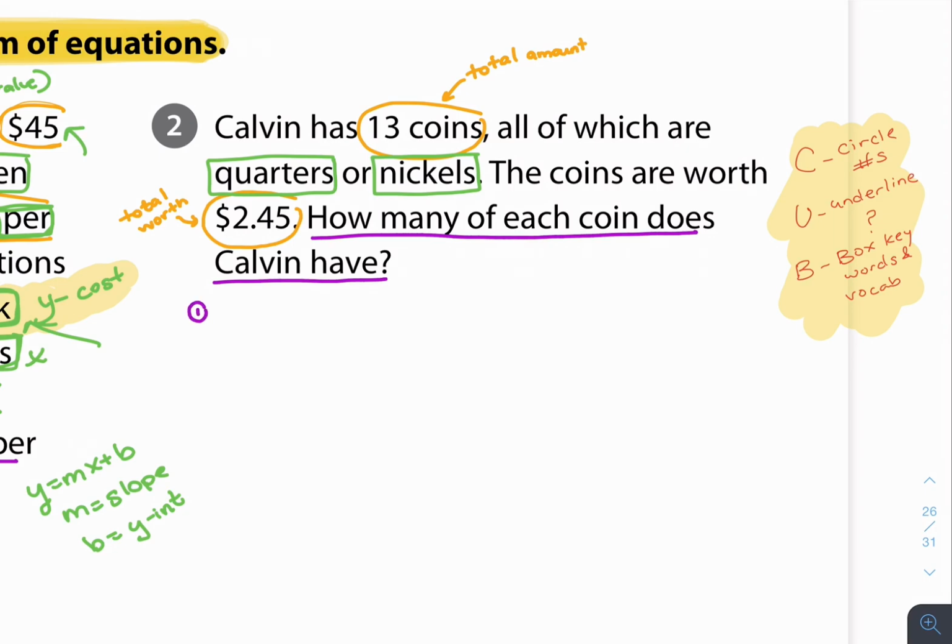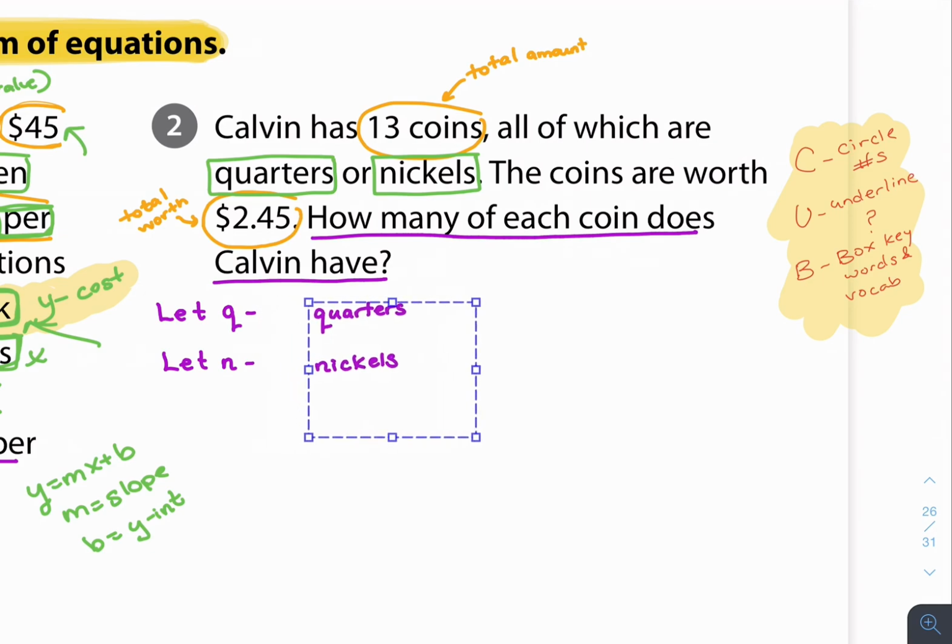So I'm going to use Q for quarters, and I'm going to say N for nickels. And just like I said before, you want to use let Q and let N. So let Q be the number of quarters and let N be the number of nickels.